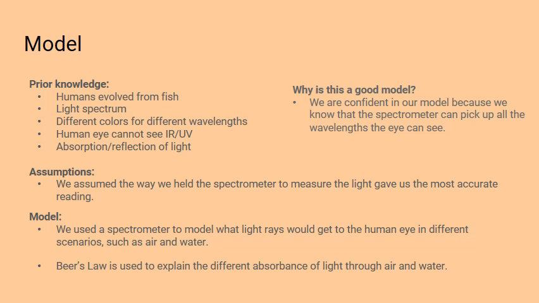Coming into our model, we had some prior knowledge. We knew that humans evolved from fish, we knew the light spectrum, we knew that different wavelengths of light show different colors, we knew that the human eye could not see infrared or UV light, and we knew about absorption and reflection of light. In our model, we used a spectrometer to show what light rays would get to the human eye in different scenarios, such as through air or through water. We also used Beer's law to explain the different absorbance of light through air and water. With our assumptions, we assumed that the way we held the spectrometer to measure the light gave us the most accurate reading, and we are confident in our model because we know that the spectrometer can pick up all the wavelengths that the eye can see.